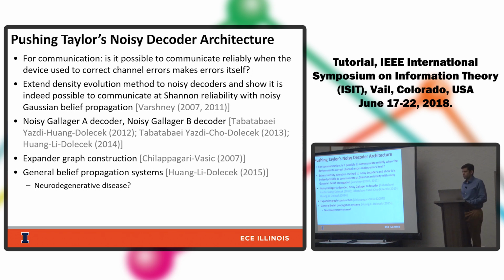And now we've been able to use modern ideas from coding theory, like density evolution, expander graphs, and so on, to be able to do this analysis, which were unavailable in Taylor's time. The code optimization approaches as well.